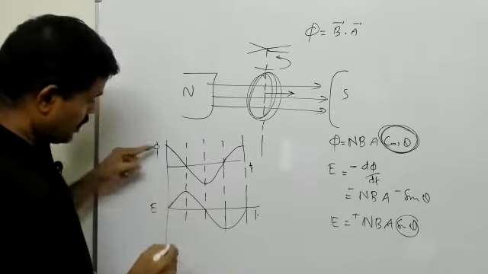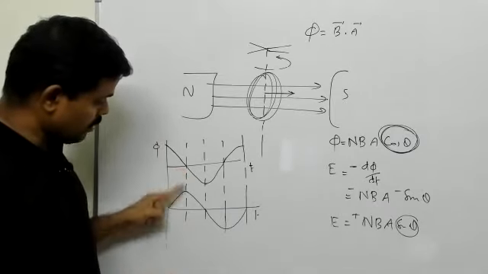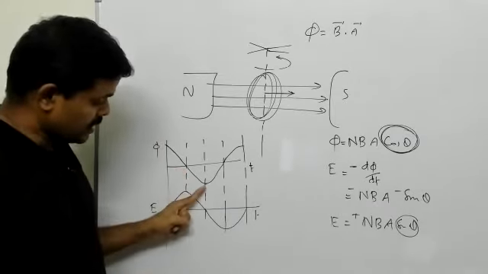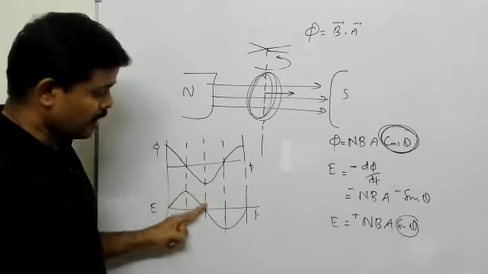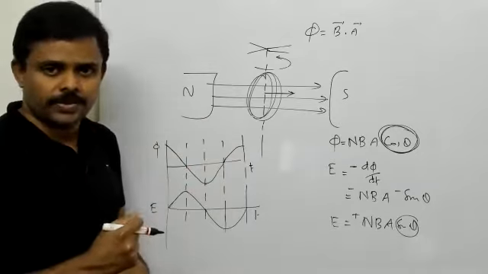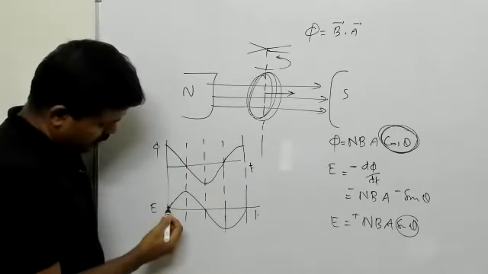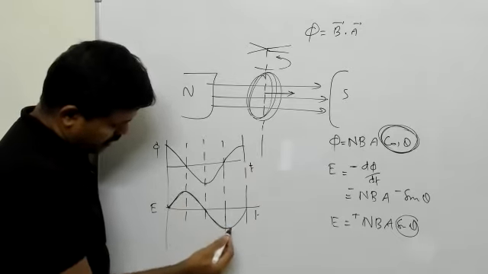Look at this. When cos function is maximum, sine function is minimum. Cos function is minimum, sine function is maximum. There is a pi by 2 phase difference between sine and cos. So if you have to draw sine this way, you have to start from the origin. Okay. And that is how sine function is drawn.